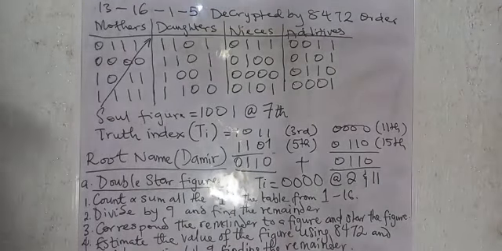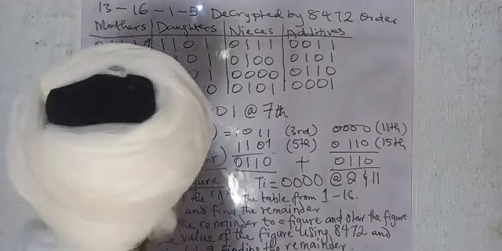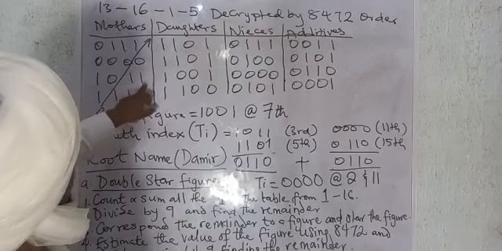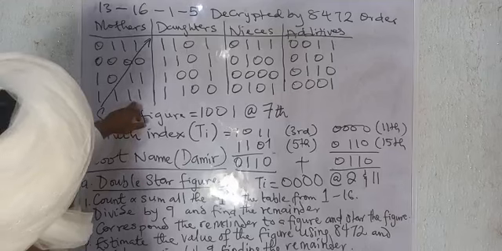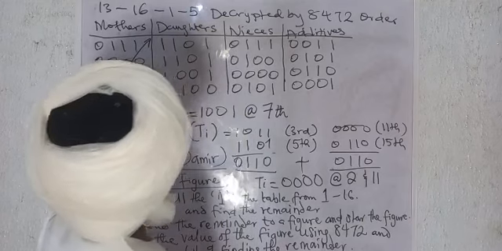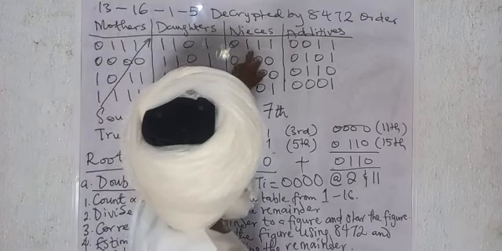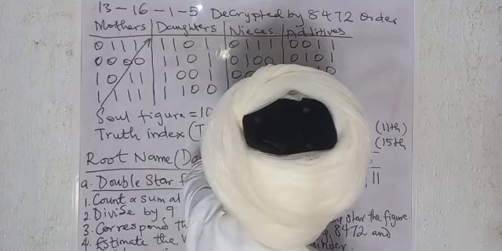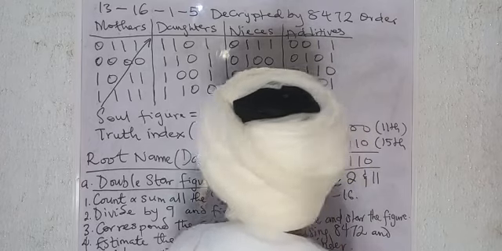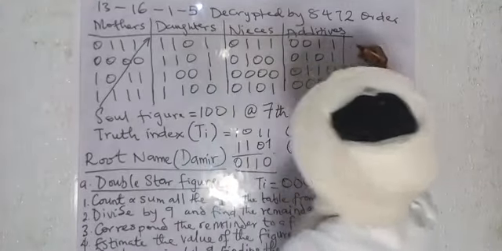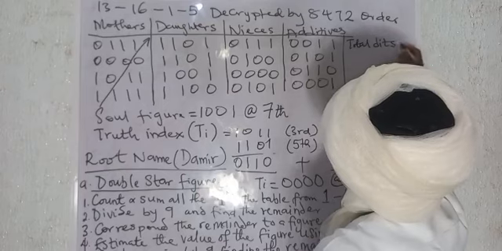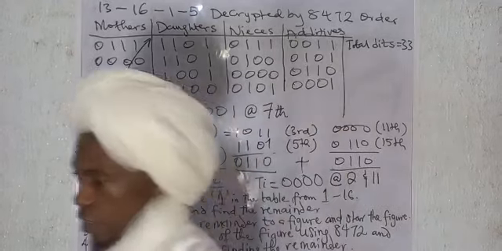So now let's do it for this table. Count and sum all the 1 in the table. Now I want to count all the 1 in this table. 1, 2, 3, 4, 5, 6, up to 33. So we have total deeds. We call it deeds. All the 1 are called deeds. Is equal to what? 33.